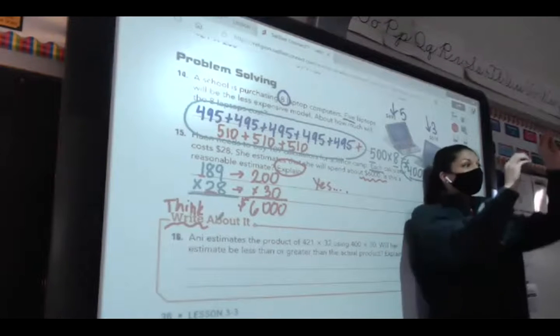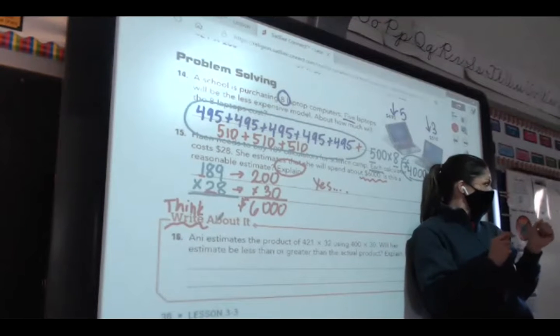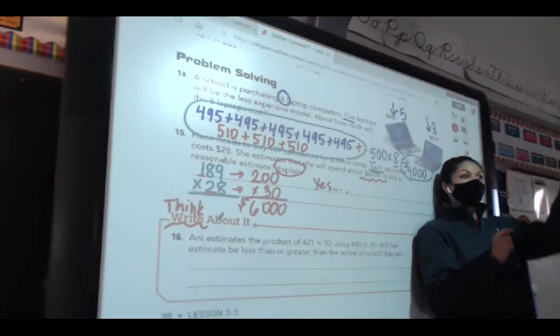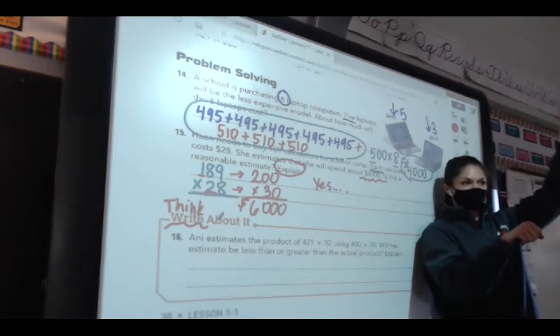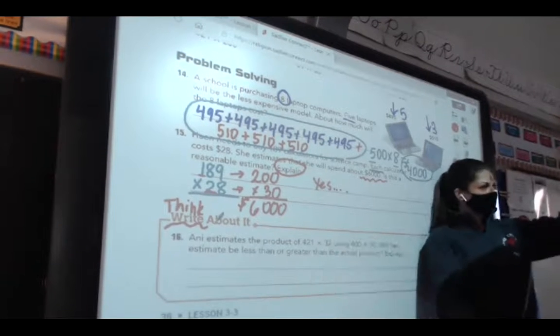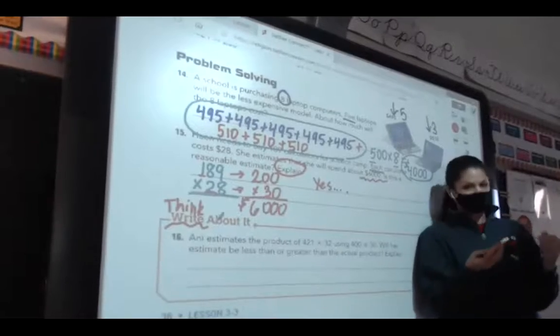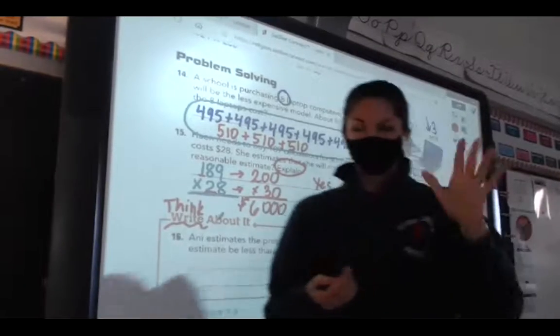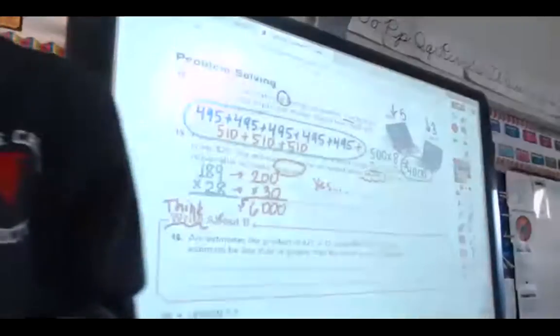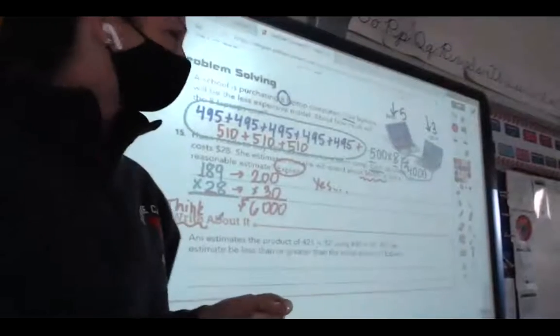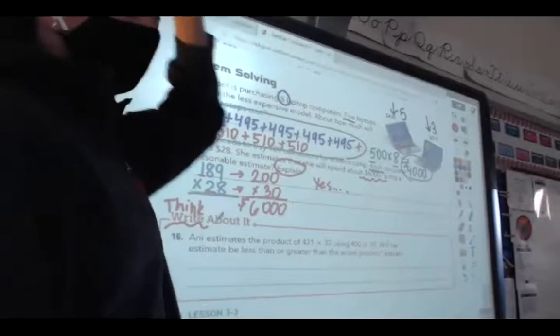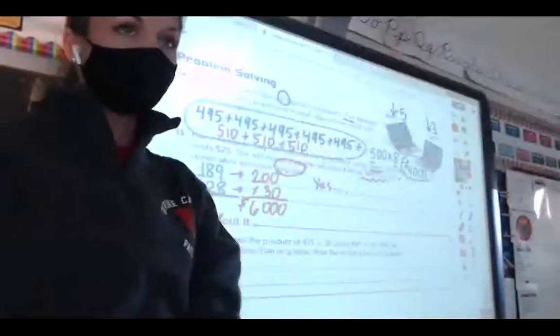If you rounded up for both, what do you think would happen? The estimate would be higher or greater than the actual. If one rounded down and one rounded up, it'll probably be really close to the actual answer. All right, that's all of the instruction part I have for you. You're going to go back to the top and work on independent practice.